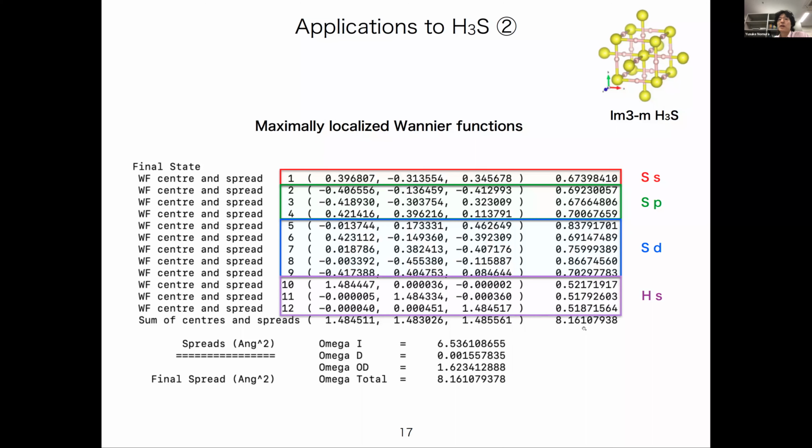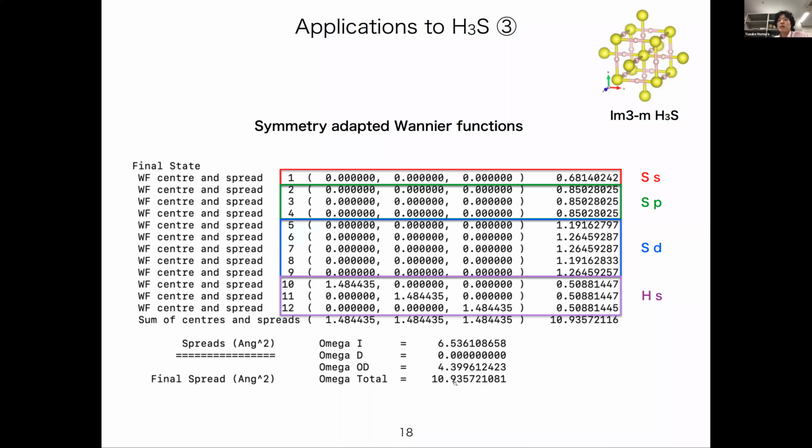And if we compare to the maximally localized Wannier function, the maximally localized Wannier function gives smaller total spread, 8.16. Okay. So this is because the off-diagonal part of the spread becomes smaller in the maximally localized Wannier function case. So off-diagonal spread is 1.6, but in the case of symmetry-adapted case, 4.3.